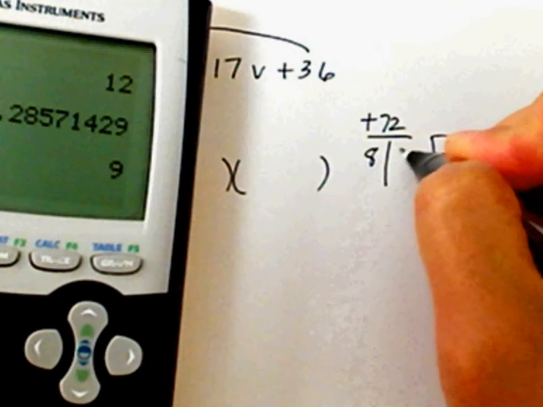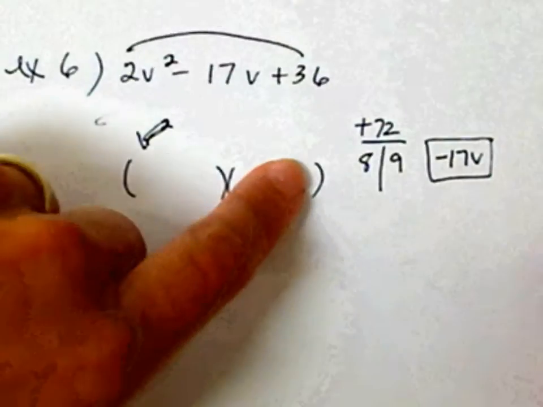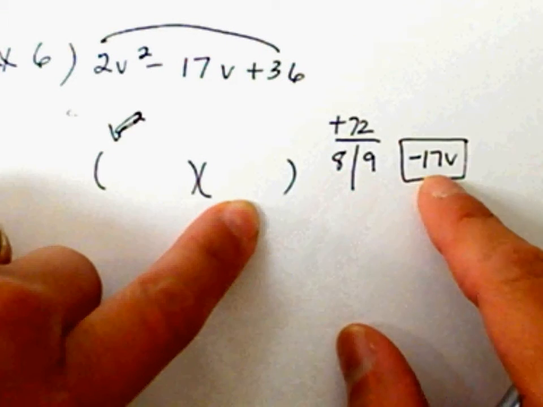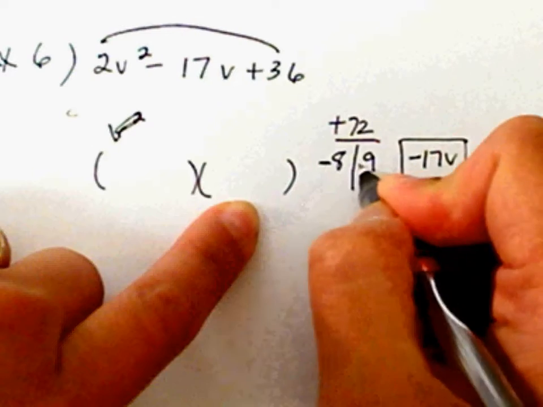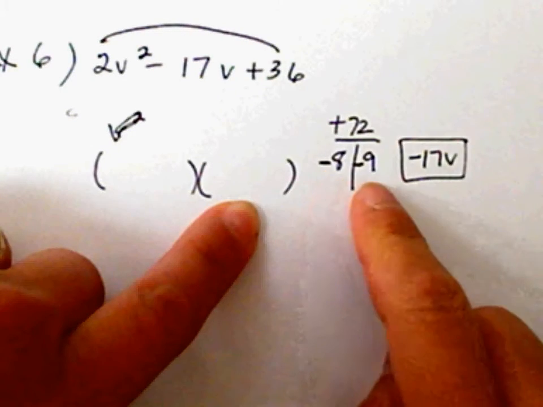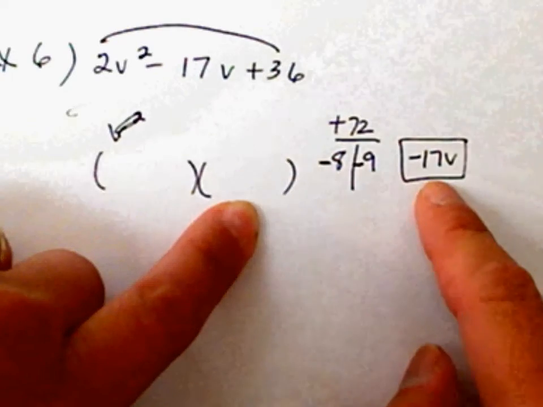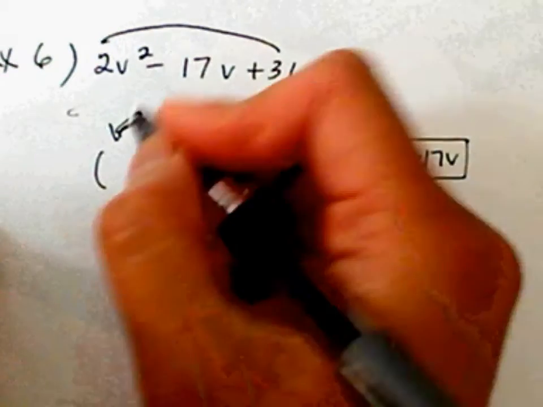Now, 8 times 9 is 72, but 8 plus 9 is positive. What if I made them both negative? Negative 8 times negative 9 is positive 72. Negative 8 minus 9 is negative 17. So I'm going to have my v and my v, and I'm going to put minus 8 minus 9.